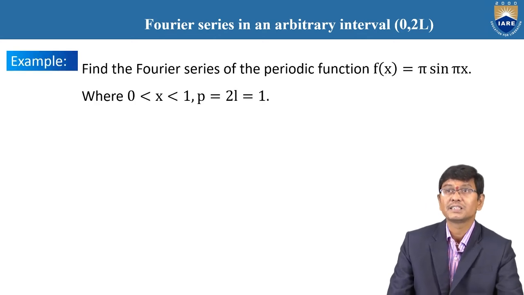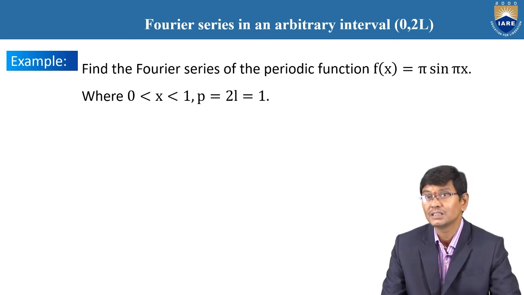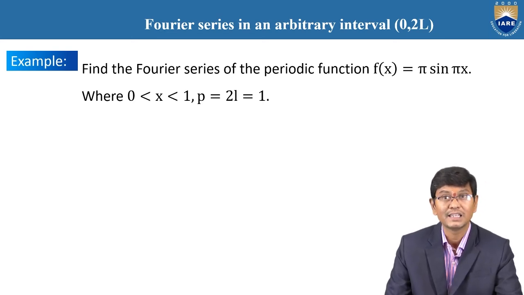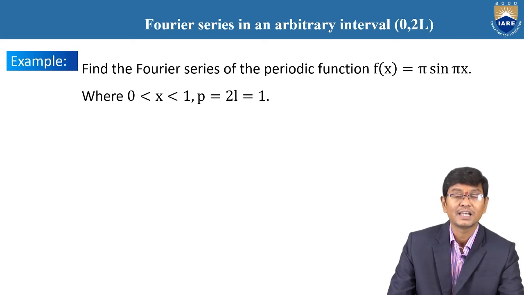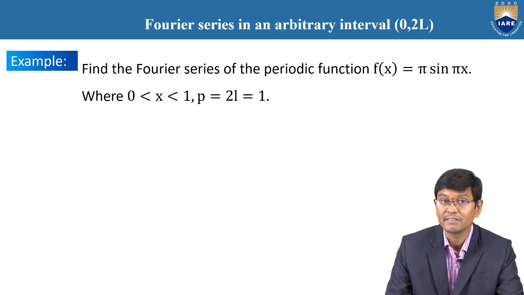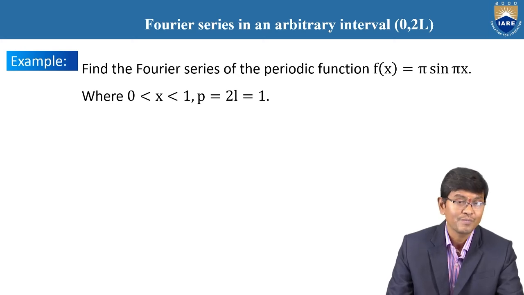Now we'll discuss one other problem: find the Fourier series for the periodic function f of x is equal to pi into sin n pi x, where the limits are in between 0 is less than x is less than 1. Here p is equal to 2l, therefore l is equal to 1. That means in this problem the limits are directly given, l is equal to 1, or p is equal to 1 only.